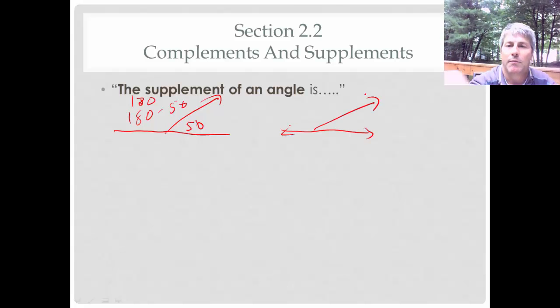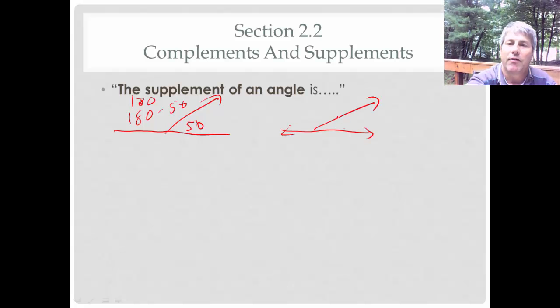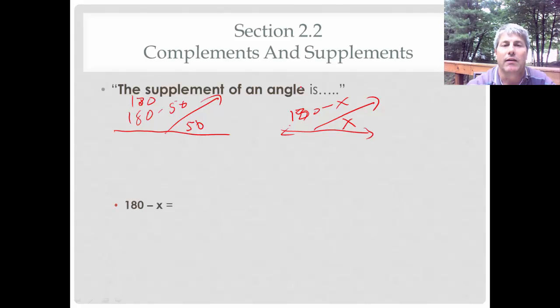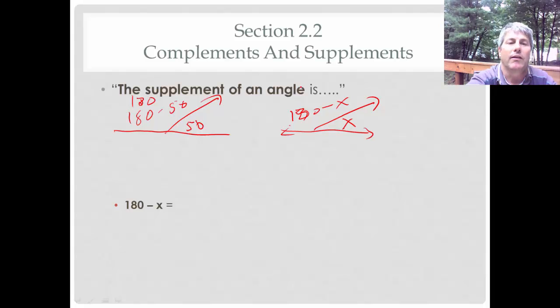So using the same thing we did for complementary, if our given angle is x, what's the supplement of x? Just like we did here, the angle was 50, we did 180 minus 50 to get our 130. The supplement of an angle is 180 minus x. So just like the complement of an angle is 90 minus x, we'll say the supplement of an angle is 180 minus x.